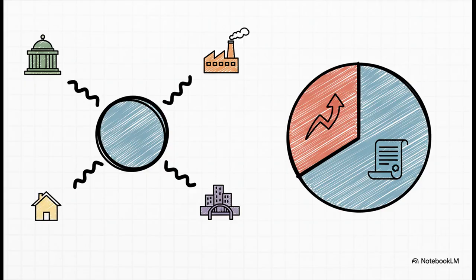A classic example here is the ETF with the ticker AGG. This fund is designed to give you broad exposure to the entire U.S. bond market. We're talking government treasuries, corporate bonds, you name it. It's a really common building block for that classic 60-40 stock and bond portfolio.